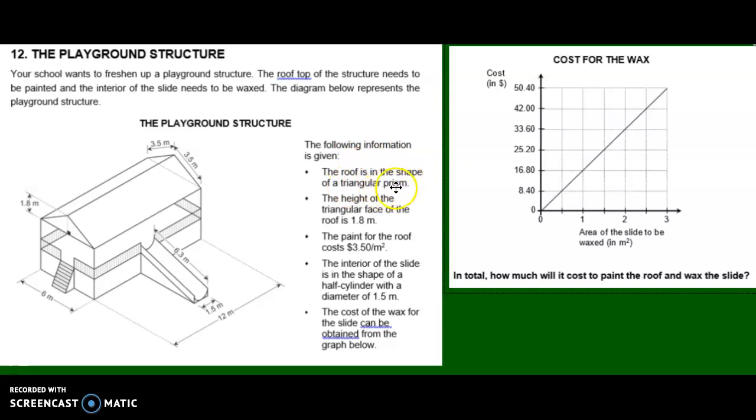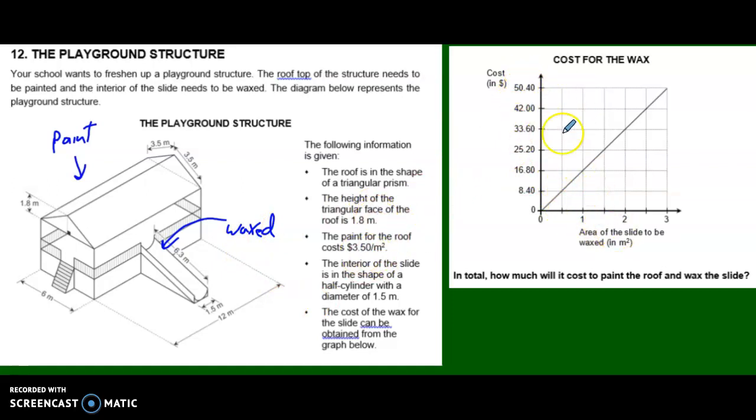The roof is the shape of a triangular prism. The height of the triangular face is 1.8. Okay, that's in the picture. So we got to paint the roof, and the slide has to be waxed. The interior of the slide is a half cylinder. And the cost of the wax can be obtained over here. So what's the cost of the wax? Let's figure that out so that we don't have to do it later.